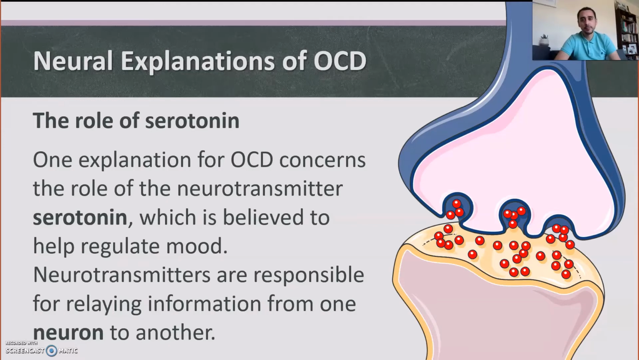The role of serotonin. What's that on the right? Over here. It's the synapse. One explanation for OCD concerns the role of the neurotransmitter serotonin, which is believed to help regulate mood.